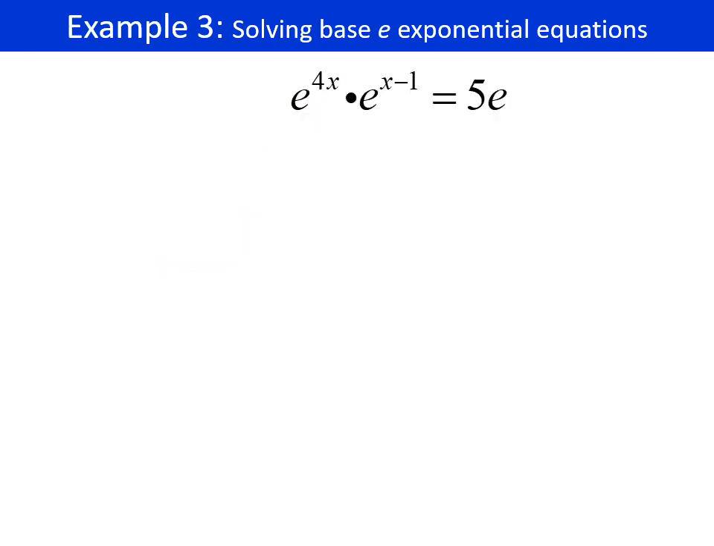Before we can transform to logarithms, we've got to combine these together. When we multiply two things with the same base, we add their exponents. So that would be 4x plus x minus 1, which comes out to be 5x minus 1.